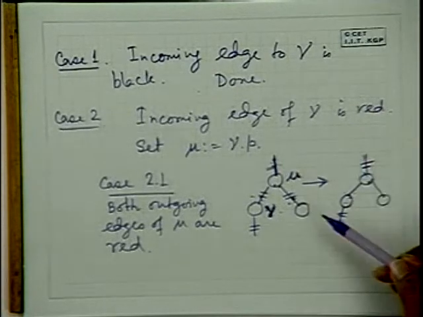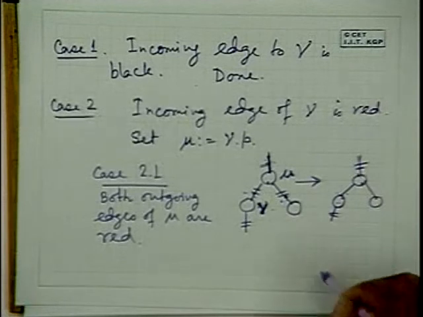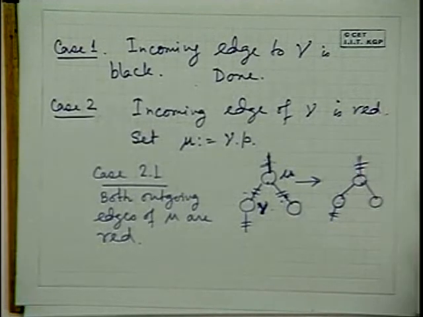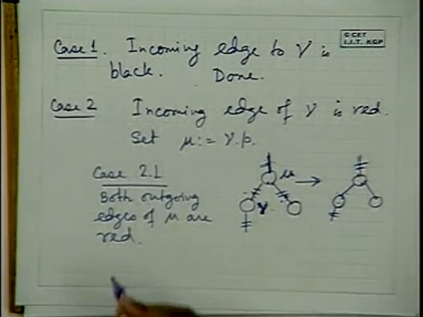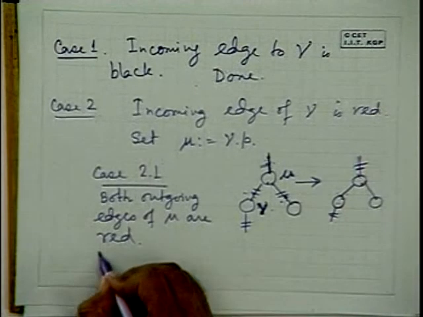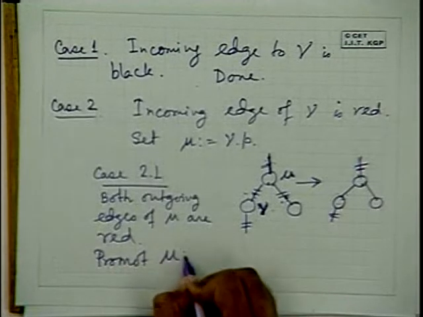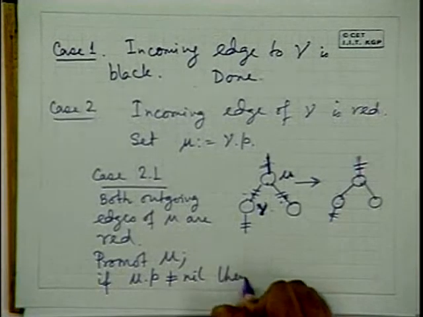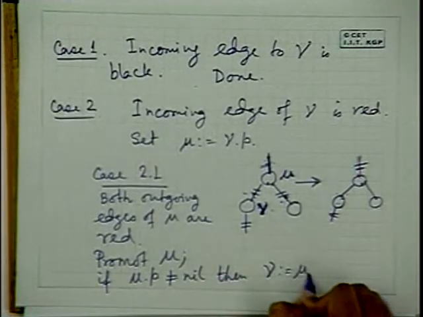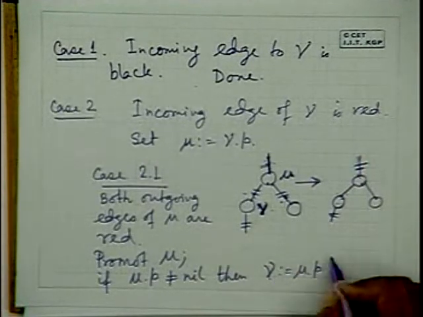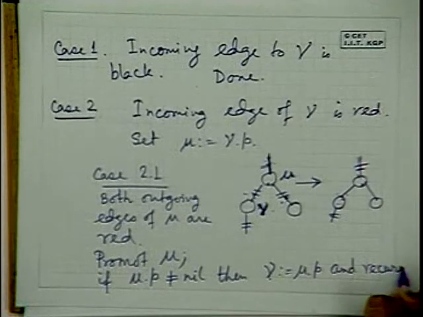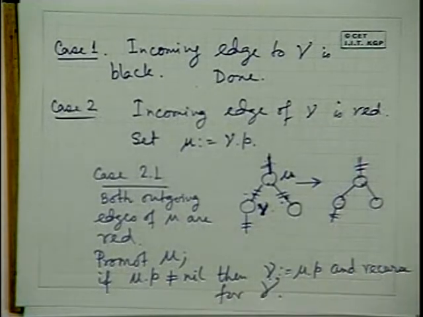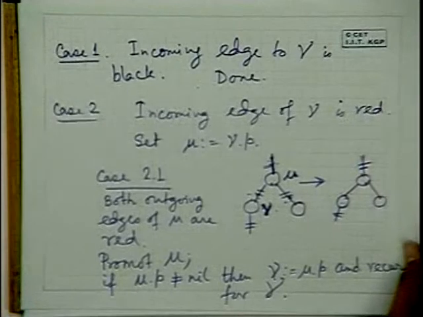So this entire algorithm will move up the tree, and ultimately when it reaches the root, it will stop, because the root cannot violate anything since there is no parent of the root. So that's the strategy. Let me write what I just said. Promote mu means, if mu dot p is not equal to nil, then you update mu to mu dot p. Now your node mu will be mu dot p, and you recurse the entire thing for mu. This is case 2.1.